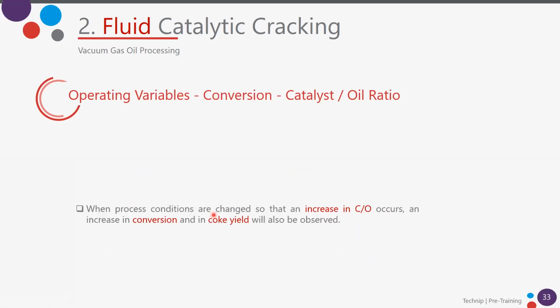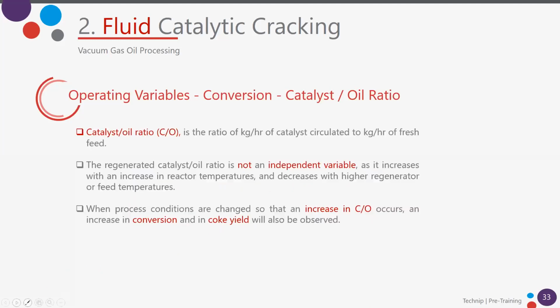When process conditions are changed so that an increase in the catalyst to oil ratio occurs, we also have an increase in conversion, but also more coke, okay? So this is another definition that you will see in your operating manuals: the catalyst to oil ratio is simply the ratio of kilograms per hour of catalyst circulating in the system divided by the fresh feed.